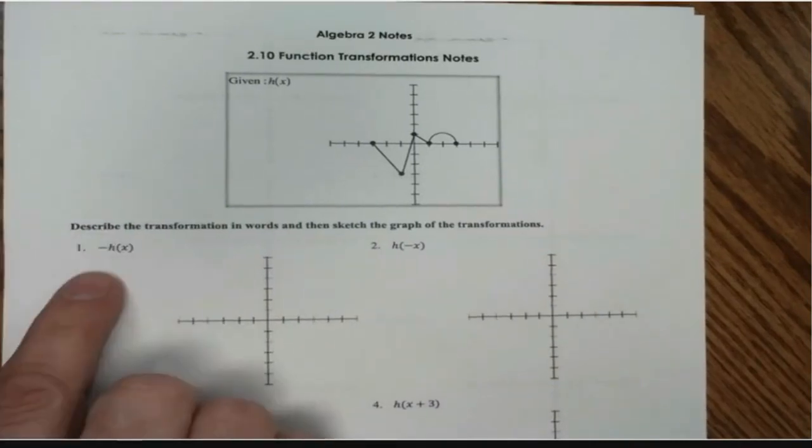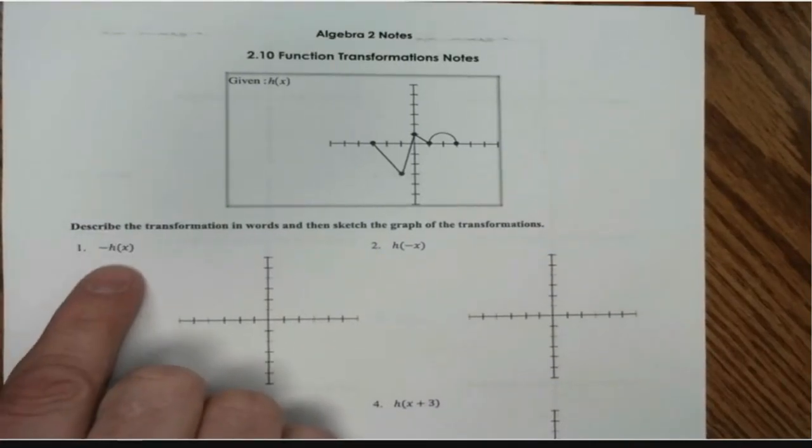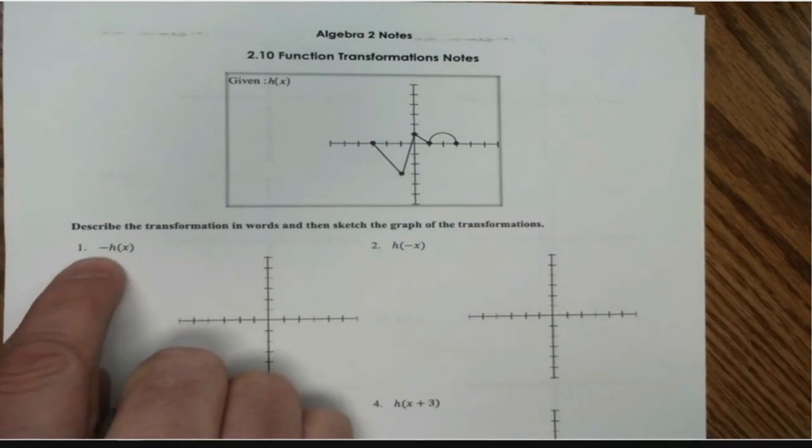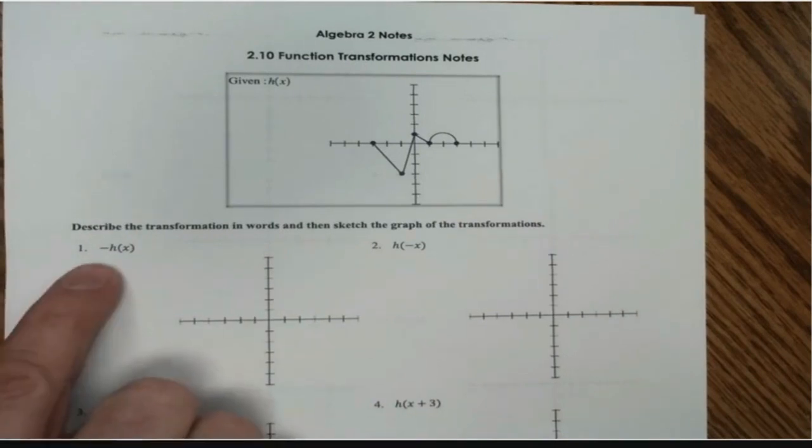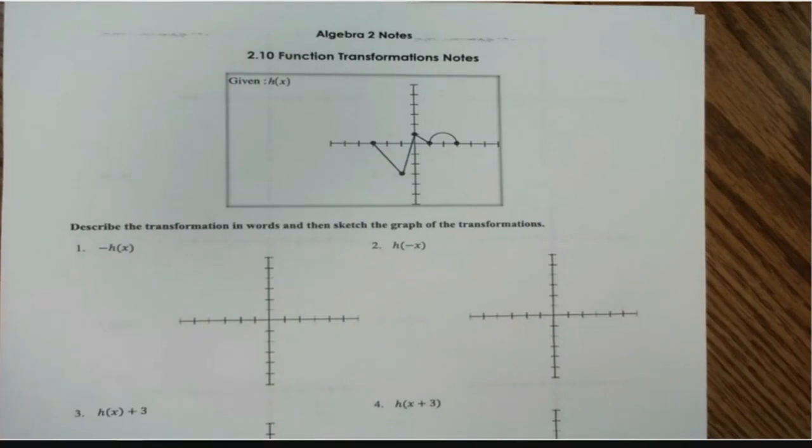So, number one, if we take h of x and we put a negative out front, what is that going to do to our function? What does that do to a transformation to put a negative in front of the function? You can put that in the chat, or if you want to turn on the microphone and answer that, but I'll wait and see what you think if you're not sure.